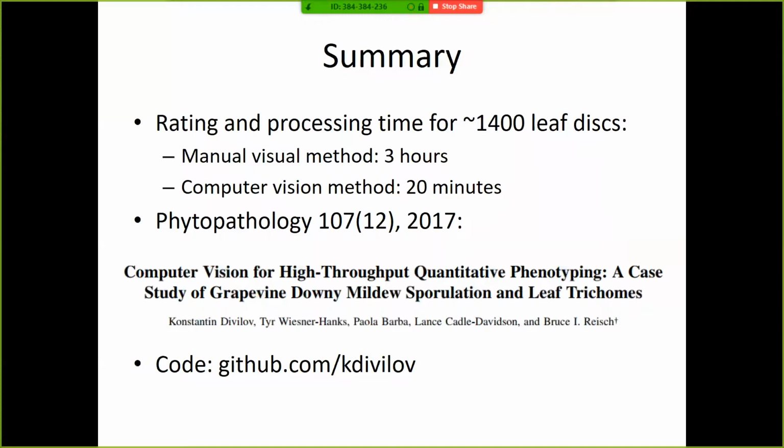There's a summary looking at the rating and processing times over 1,400 leaf discs. The manual visual rating took 3 hours, while the computer vision method took 20 minutes. So there's a great improvement in how much you could phenotype. And if you want more information about this, the phytopathology paper is out for this research, and all the code is on my GitHub in the link shown below.